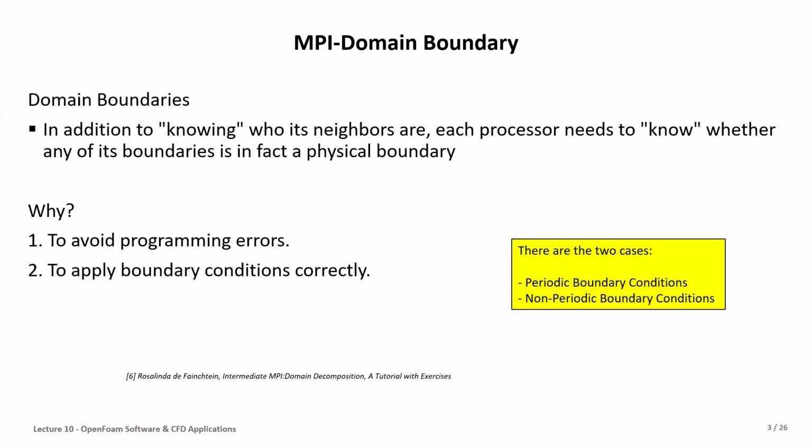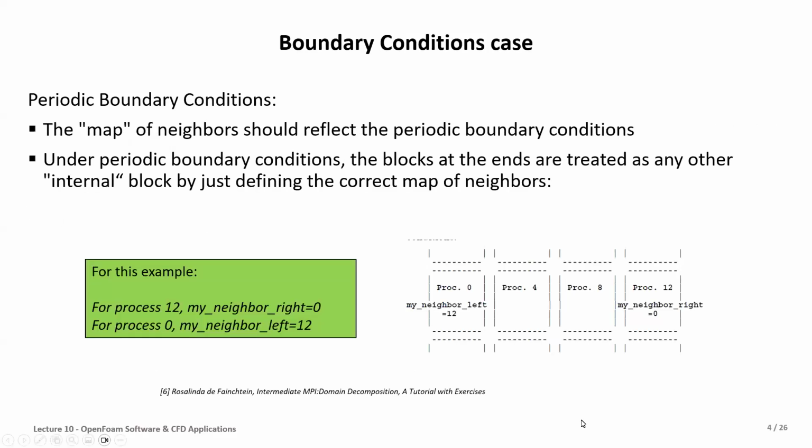Because when we have incorrect information about the boundary condition, of course, we don't get the right solution. Regarding the boundary condition, there are two cases: the periodic boundary condition and the non-periodic boundary condition. We will have a short presentation about these two cases, and we will see how we can use them in CFD high performance computing, especially for OpenFOAM, and you will see it practically. Let's first start with the periodic boundary condition.